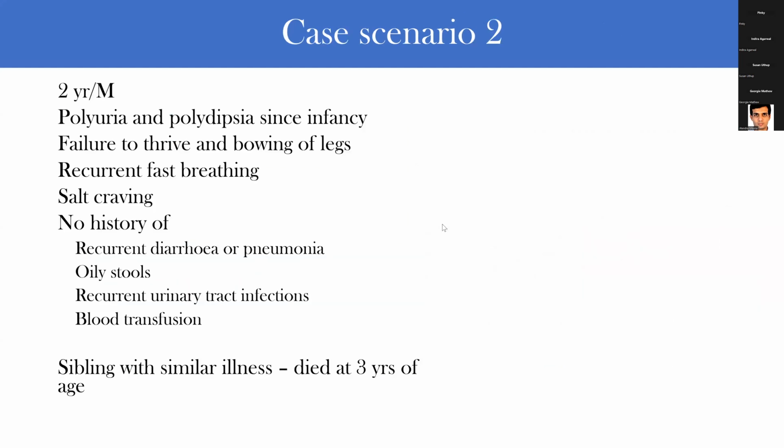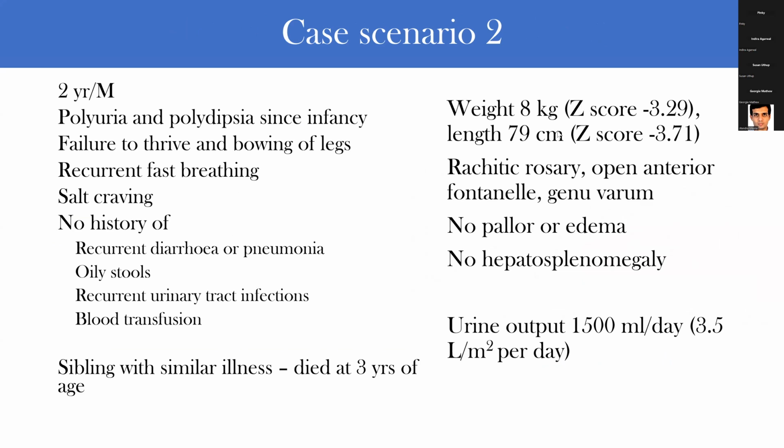All right. So going on to the next slide, we have a 2-year-old male with polyuria, polydipsia since infancy, failure to thrive, bowing of legs, recurrent fast breathing, salt craving, without any history of recurrent pneumonia, diarrhea, oily stools, recurrent UTIs or blood transfusions, and a sibling with similar illness who passed away at the age of 3 years. On examination, he has significant wasting and stunting with rachitic rosary and features of rickets, without any organomegaly, pallor or edema. On evaluation at the hospital, he has 1.5 liters urine output per day, which is quite significant. That is about 3.5 liters per meter square per day for the child.